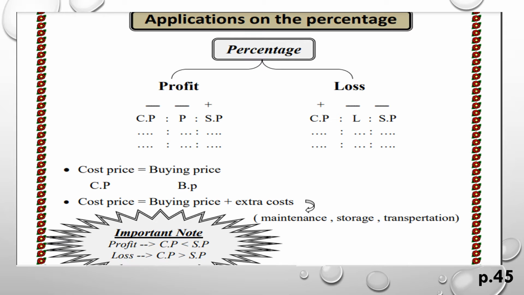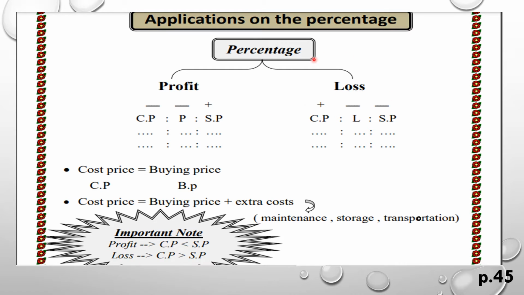Page 45. Applications on the percentage. First, we have profit. Whenever we have profit as a keyword in our question, we are going to solve using this form: CP, P, SP. CP, cost price. P, profit. SP, selling price. The signs on these names will be minus, minus, plus by order.